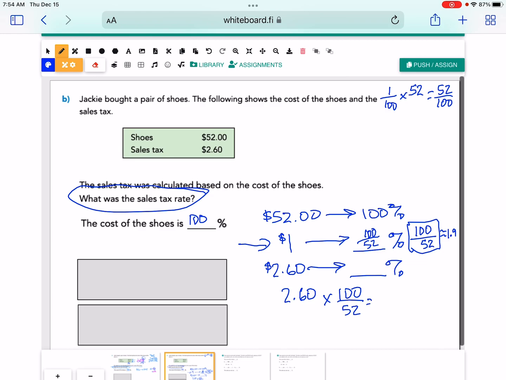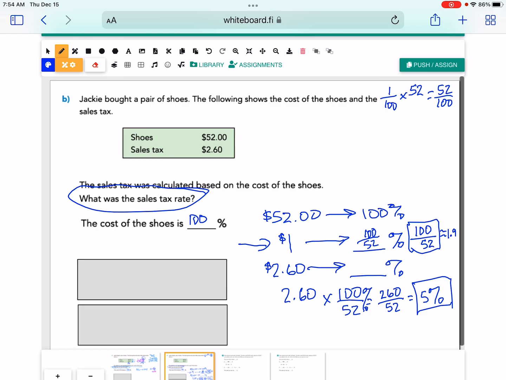Well, that becomes 260 over 52. Right? And then when I do that, I wind up with 5. Okay? And by the way, this is 100 over 52%. So my percent is still left there, right? And that becomes 5%. All right, well, that's easy enough.